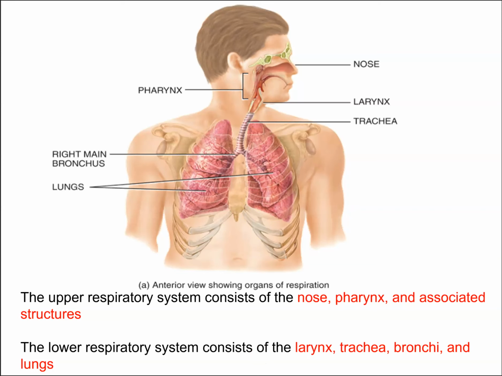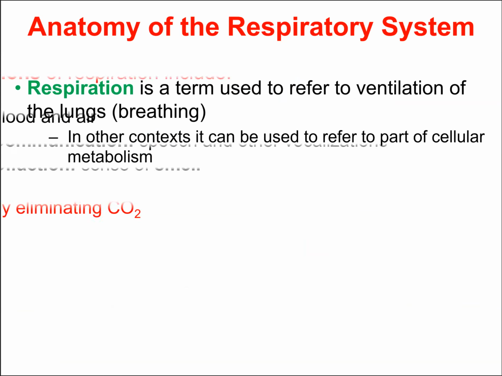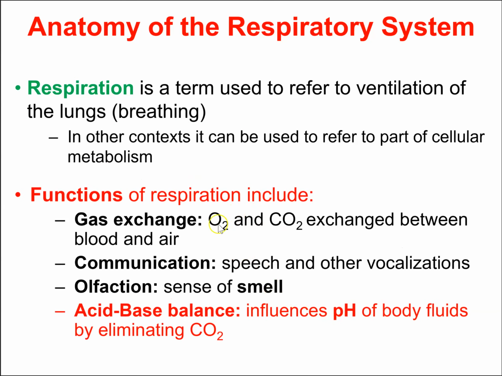So the respiratory system is used for respiration, which we often refer to as breathing, and the main functions include gas exchange, so mainly exchange of O2 and CO2 between blood and air. Then you have communication, because all of these organs that are involved in communication are present in the respiratory system. And then you have olfaction. So the nerves for olfaction are present in the nasal cavity. That's where we pick up the sense of smell.